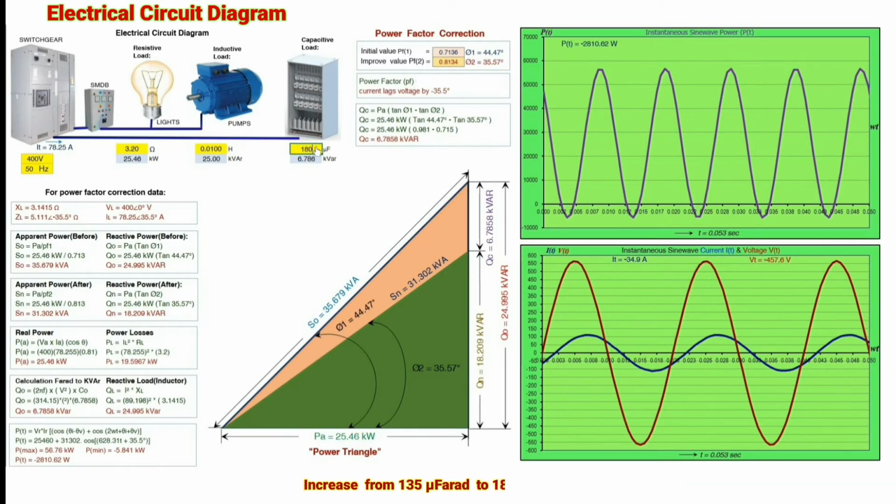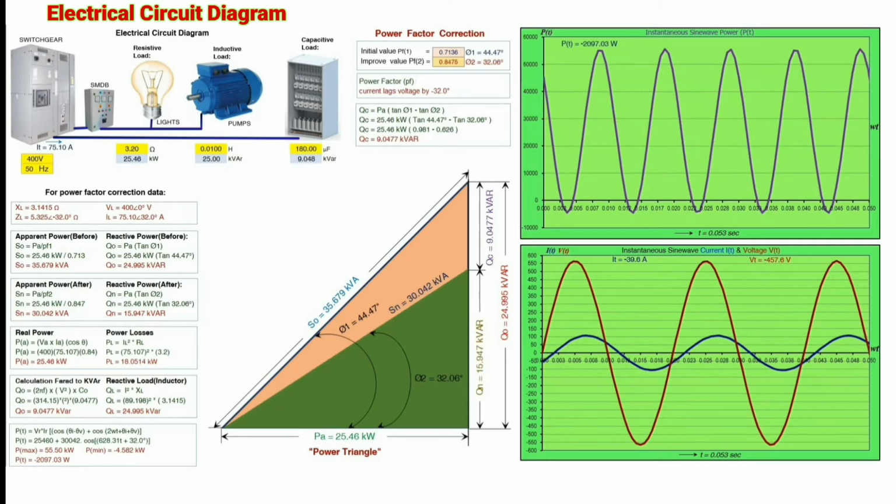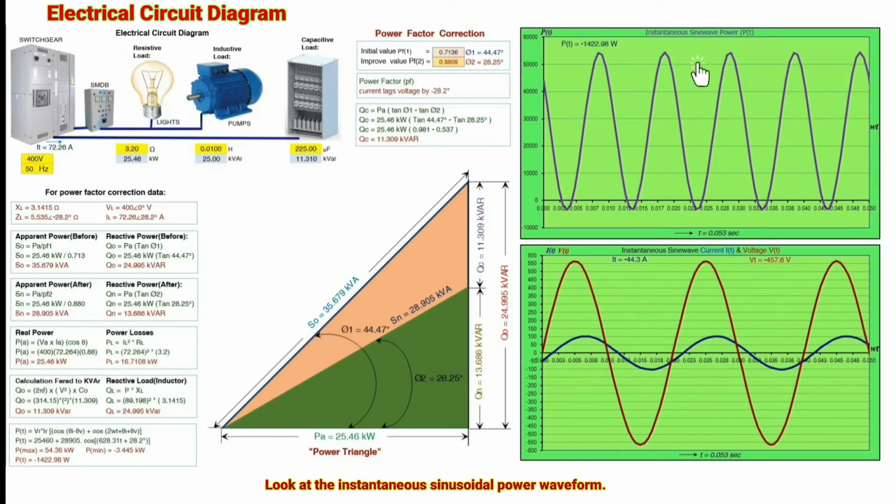Increase from 135 microfarad to 180 microfarad. Keep increasing the value of the reactive component, the capacitor. Look at the instantaneous sinusoidal power waveform. Below the horizontal axis is minus 3.44 kW. It means power is returning to the power source. We need to achieve 100% delivered to the load.